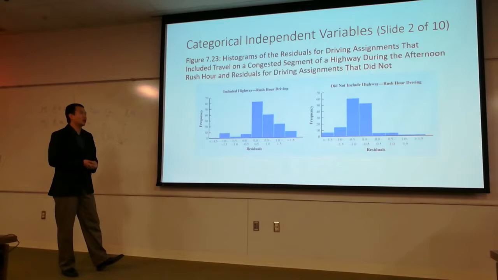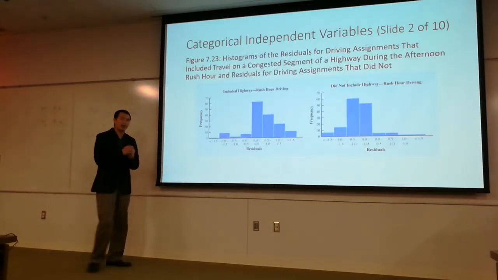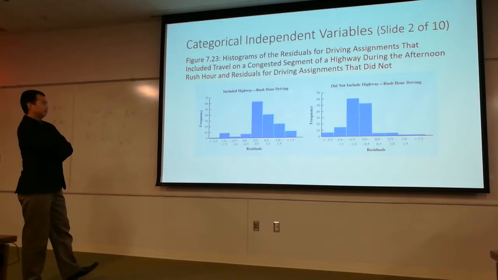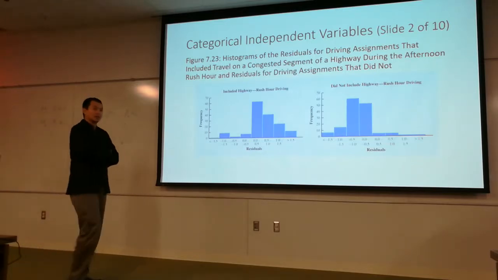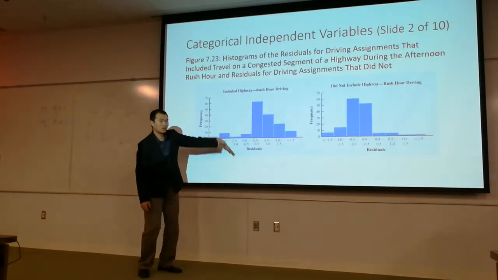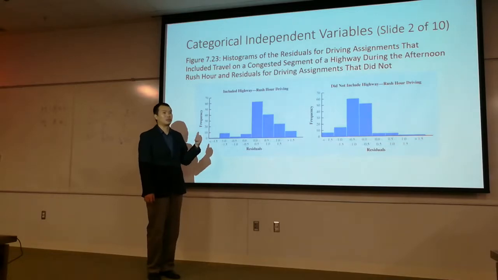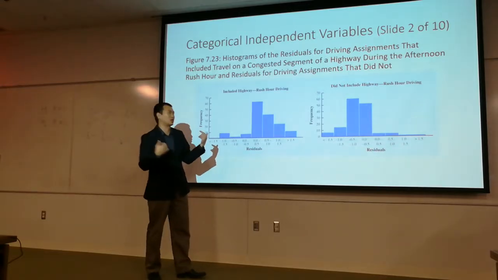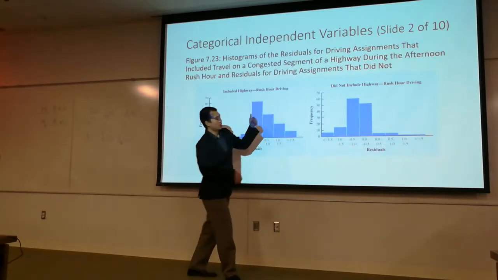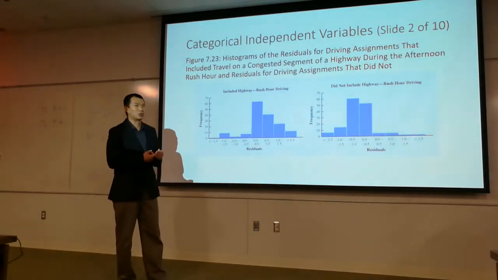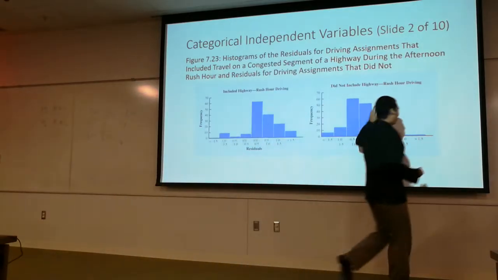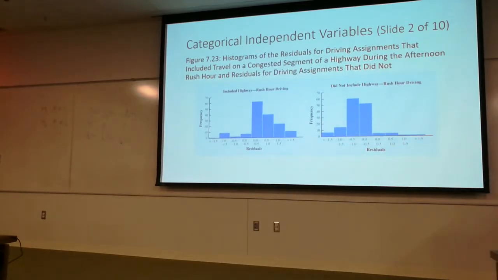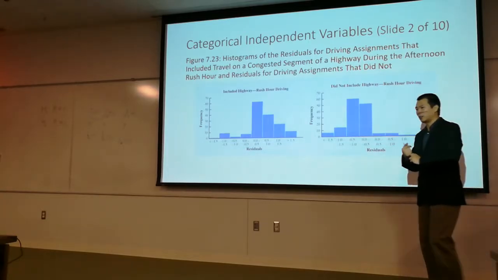So that means in our regression model, if we do not include the rush hour as an independent variable, we tend to underestimate our travel time, because most of the residuals are positive. That means the actual value is greater than the estimated value. But if we include the rush hour, we tend to overestimate the travel time. But from our sample data, from our regression model, we know the rush hour does impact the travel time.